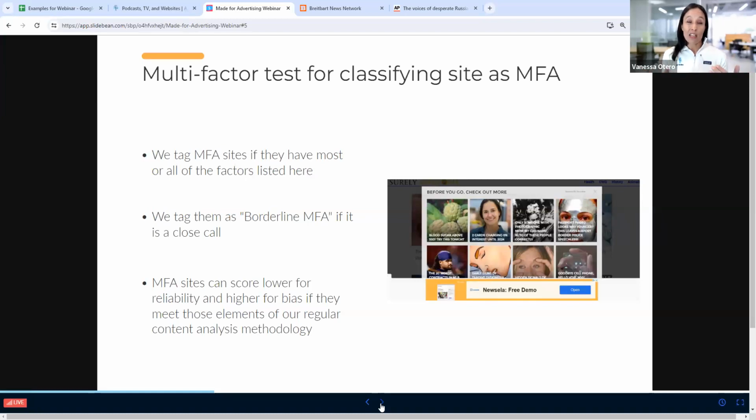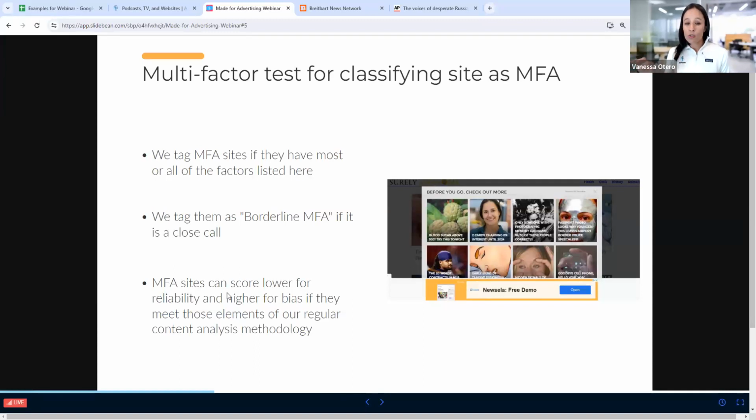One of the most important things in drawing the line between MFA, not MFA, and borderline MFA is the site creation intent. It's hard to infer intent, so we have to do some digging in order to make a decent call on that. And again, if it's close, we want to have that nuance. We want to have that middle category. In general, our point of view is it's a waste of money for advertisers to advertise on MFA sites. They probably shouldn't do it. But borderline MFA sites, I think, are fair game in a lot of cases.